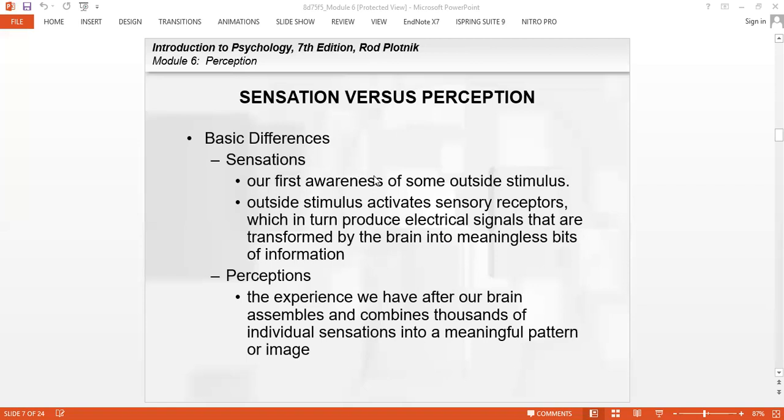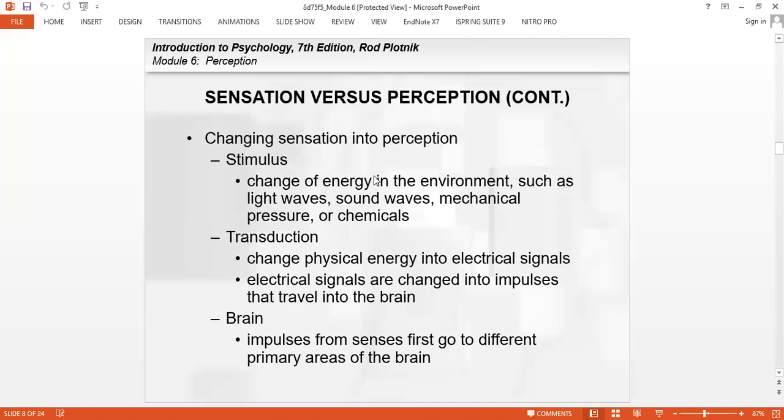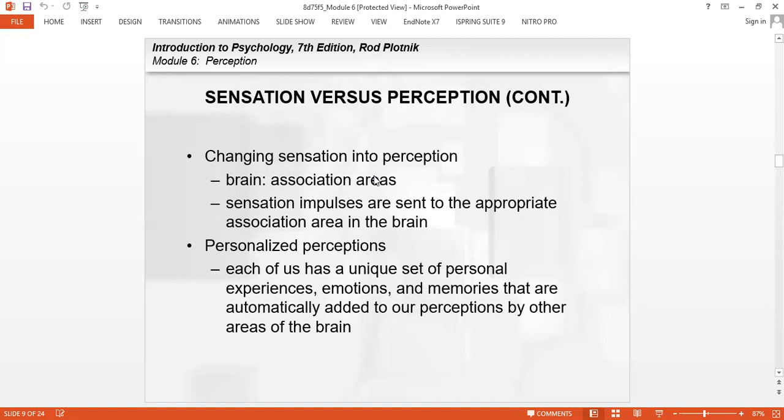And moving further, changing sensation into perception. Stimulus: a change of energy in the environment, such as light waves, sound waves, mechanical pressures or chemicals. Transduction: changing physical energy into electrical signals. Electrical signals are changed into impulses that travel to the brain. Impulses from the senses first go to different primary areas of the brain. Changing sensation into perception, brain association areas: sensation impulses are sent to the appropriate association area in the brain.